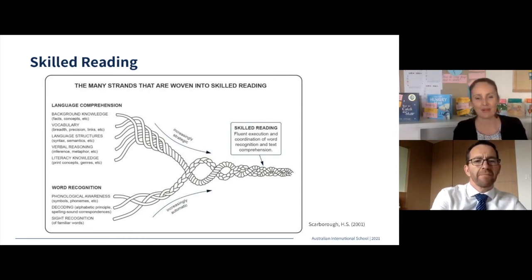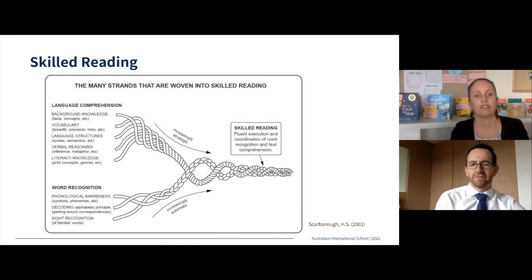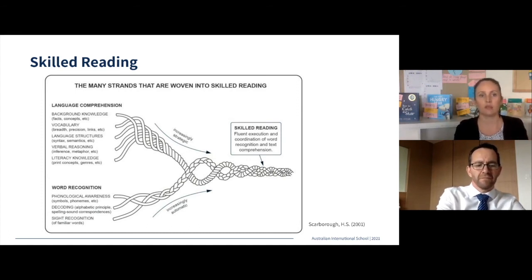It's by Scarborough. And I think it really highlights the idea that reading is not a simple process. It is quite complex. If you can see the thinner part of the rope there, that's where we want to get our students to be, and that's where you and I are right now. We're skilled readers. But for children, if you look at the bottom one around word recognition, it becomes increasingly automatic. So over time, children at the beginning, it's not very automatic. But you do need to have good phonological awareness. You need to be able to decode, so you need to know the alphabetic code, knowing the sounds. Yes. You need to have some stored sight words, which we'll talk about a little bit later.